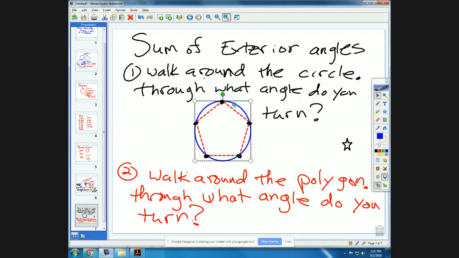That would be kind of like me grabbing this green dot here. If I grab that green dot and I move it around, when does it go back to pointing the way it started? Well, not until I get all the way back to the top, right? So I've spun, as I walk around this thing, 360 degrees.